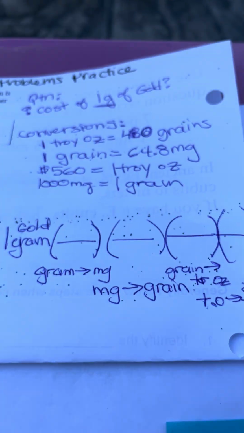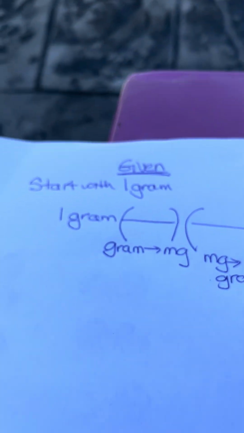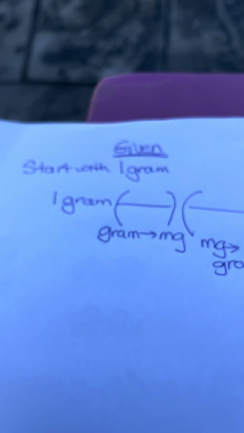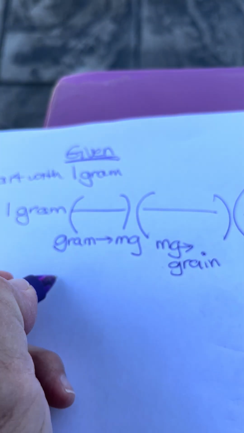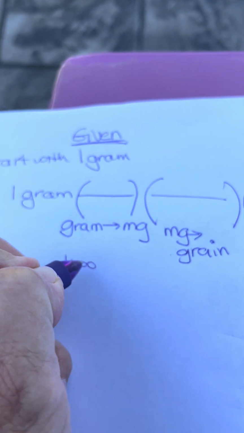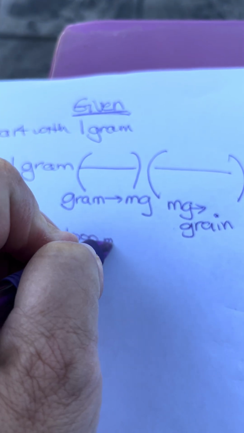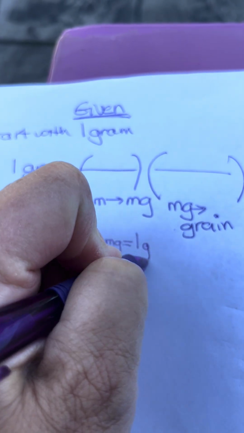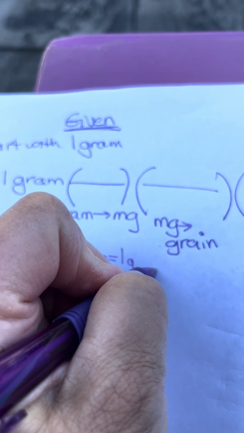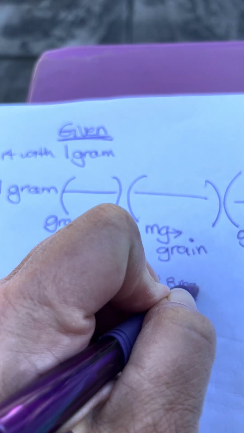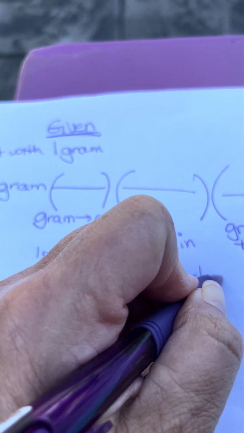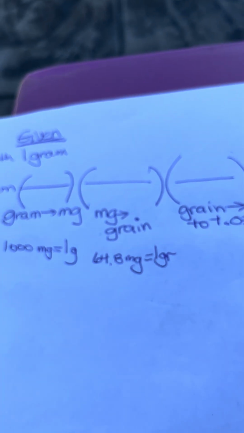Okay, now this isn't enough room, so I went ahead and got a new sheet of paper with it pretty wide apart so I can maybe work through the problem with you. Okay, we said there was 1,000 milligrams to a gram. We said there was 64.8 milligrams to 1 grain. Okay, we said that, let me just make sure I'm going on memory here.